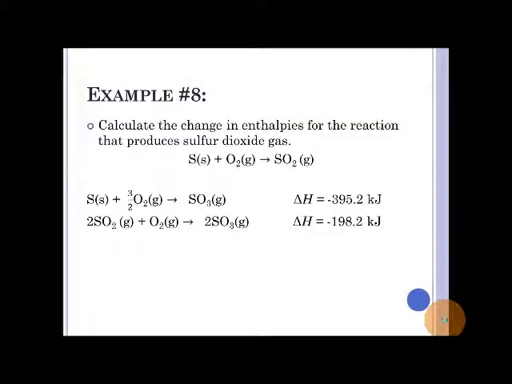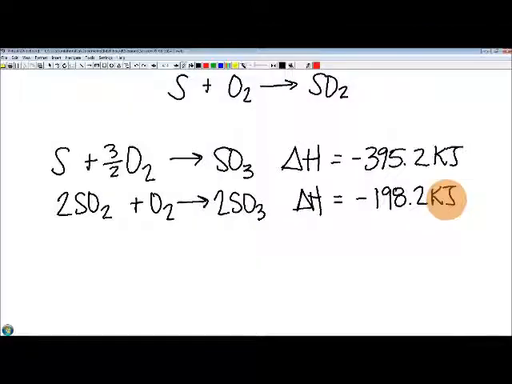We want to calculate the change in enthalpy for the reaction that produces sulfur dioxide. So the top equation is what we want to have at the end, and we have these two other equations to deal with to do that. So let's go ahead and do it. With these equations, we want to have the top equation left over at the end.